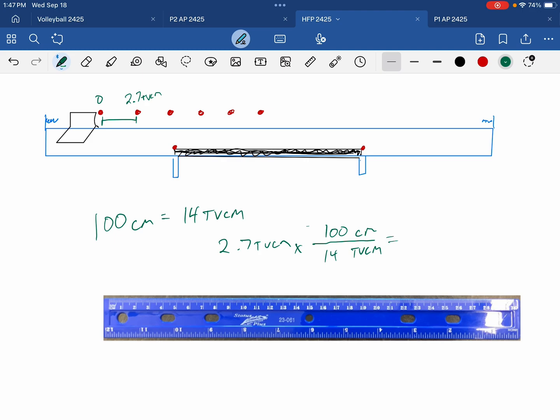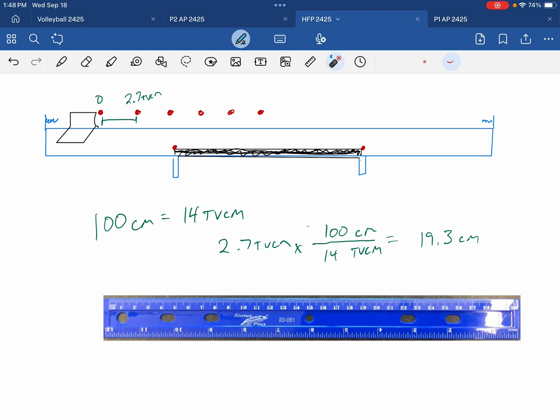And so now if I pull out my calculator, 2.7 times 100 divided by 14 equals, I get 19.3 centimeters. And so what that tells me is that the actual position of the glider right there is not really 2.7 centimeters, it's 19.3 centimeters. So from here, my position 0, to here is almost 20 centimeters of distance in the physical real world.